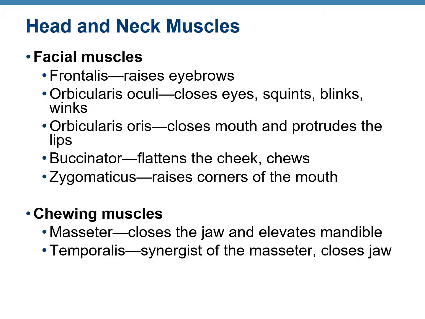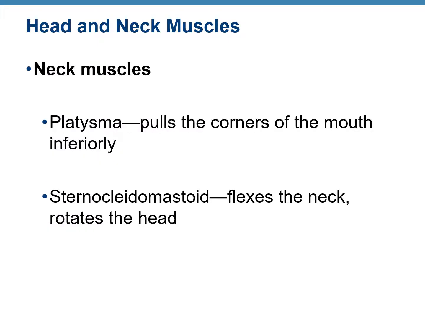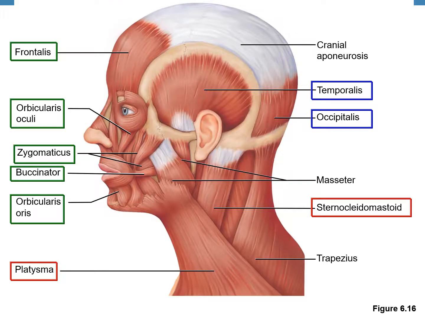While the important chewing or mastication muscles include the masseter, which closes the jaw, and temporalis, which also closes the jaw. Two important neck muscles are platysma, which pulls the corners of the mouth, and the sternocleidomastoid, which flexes the neck and also rotates the head. This figure shows the important head and neck muscles.